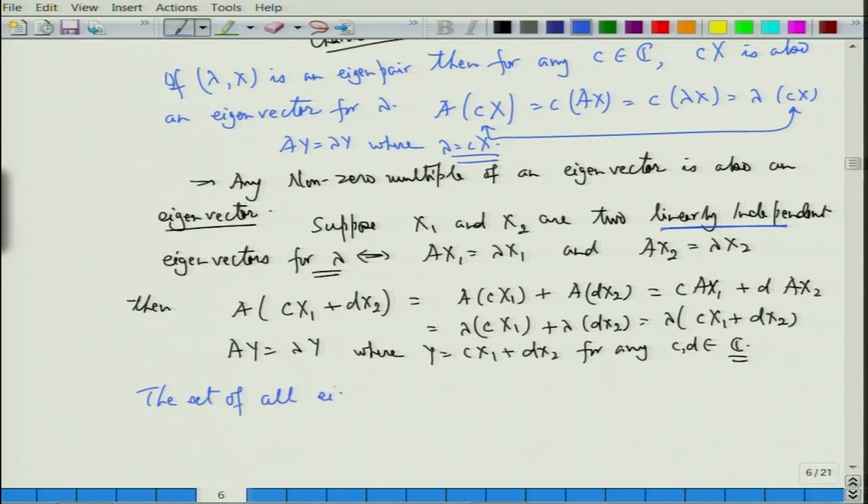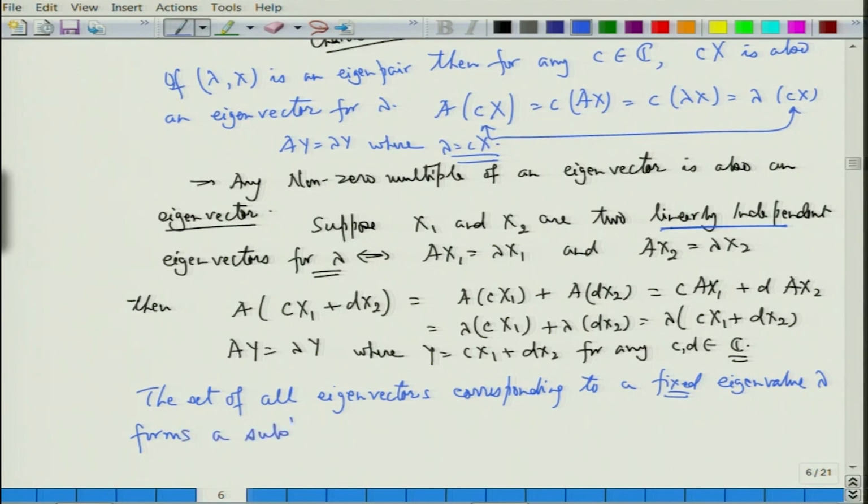So what we are saying is that the set of all eigenvectors corresponding to a fixed eigenvalue lambda forms a subspace of Cn over C. All right, this is important. It forms a vector subspace.